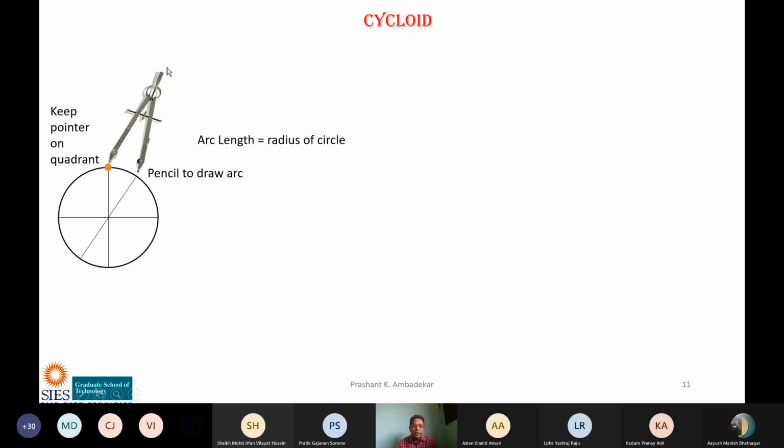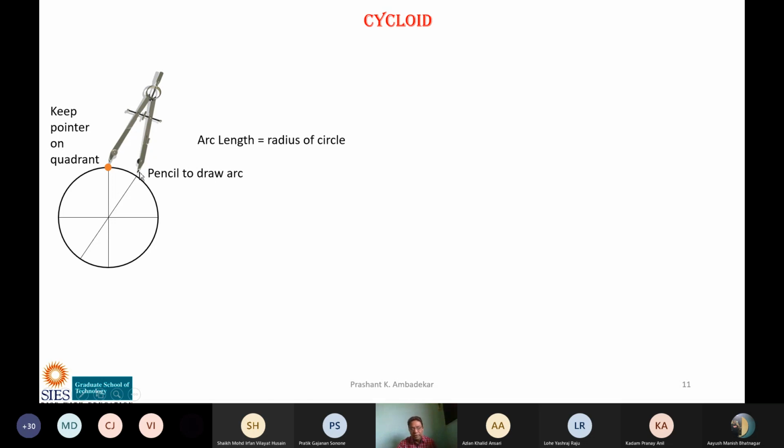So what will we do? We'll keep this compass leg on each of the 4 quadrants: the 1st, 2nd, 3rd, and 4th quadrant. On each quadrant we'll keep the compass leg, and every time we'll mark an arc on the right hand side and left hand side. Like here you can see this is on the right hand side.